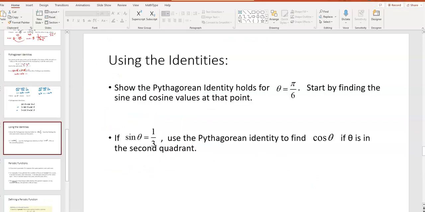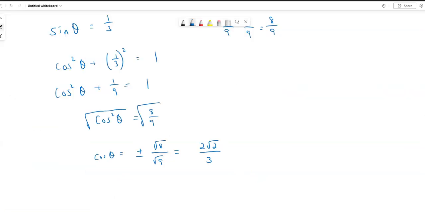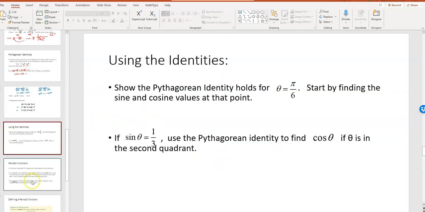specific. It said theta is in the second quadrant. So if theta is in the second quadrant, what's true about the second quadrant? Here the cosine values are positive because the x's are positive, but here the cosine values are negative. So my answer is going to be negative 2 root 2 over 3. Because it told me it was in the second quadrant, cosine is negative. Why? Because the x's are negative and the second quadrant is to the left of the y-axis.